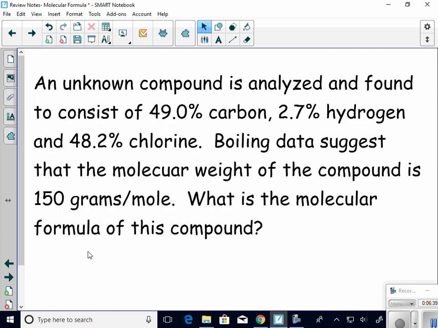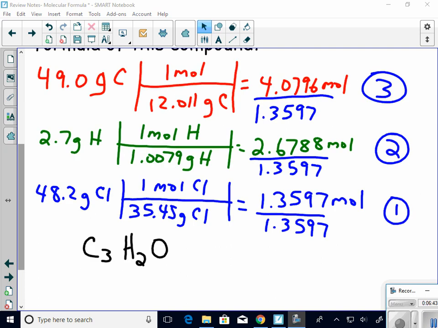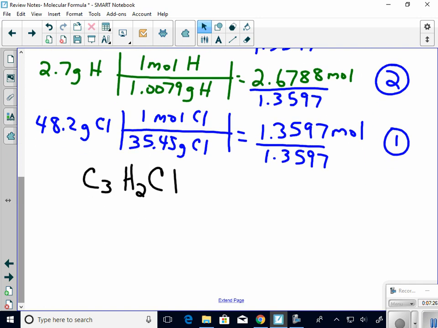Here is my second problem. Go ahead and copy it down. Okay, I've calculated now my empirical formula to be C3H2O. Oh, it should be Cl? Yeah, good point. That might have been a problem. Cl, my bad. C3H2Cl. Now, what I need to do to get my empirical formula into a molecular formula, I need to go back through and calculate the mass of that empirical formula.